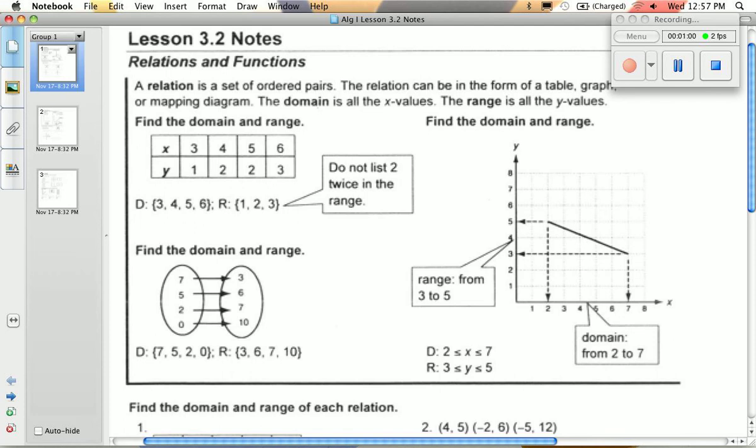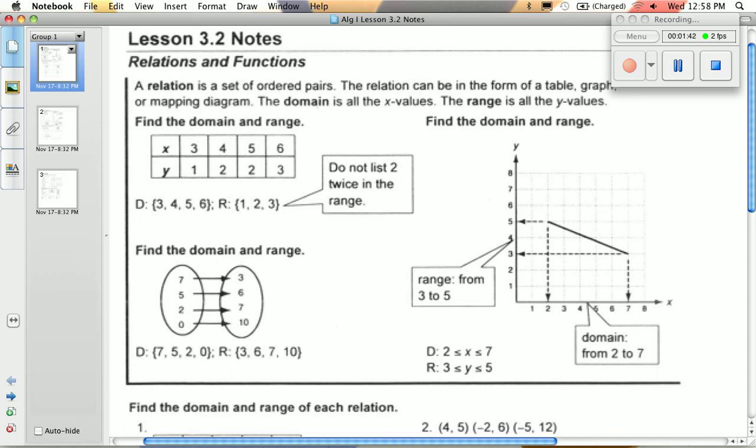A relation can be shown either as a group of ordered pairs, or if we want a different kind of visual of it, we can make it into a table, a graph, or a mapping diagram. We're going to practice making those on the last page of our notes. And then it says the domain is all the x values. Domain means the set of numbers that this relation allows x to be. And the range is all the y values. So the range is the set of numbers that all the y's can be from this relation.